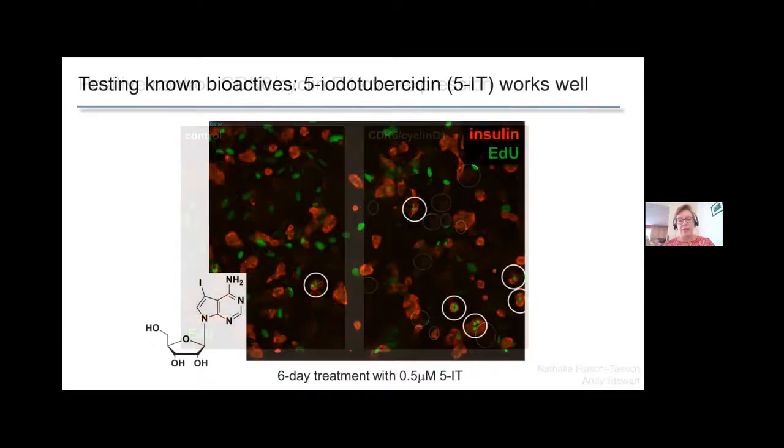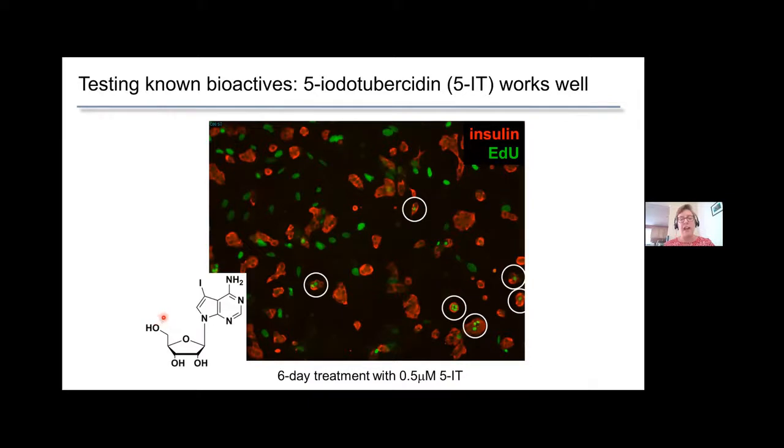And I've told this story to many people, so you might have heard this already, but one of the compounds we tested was 5-iodotubercidin, shown here. It's an analog of adenosine, and it was originally developed as an adenosine kinase inhibitor. But we found that in human islets, and it was found and published even as an inducer of proliferation in mouse and pig and rat islets, but was never really discussed about humans.